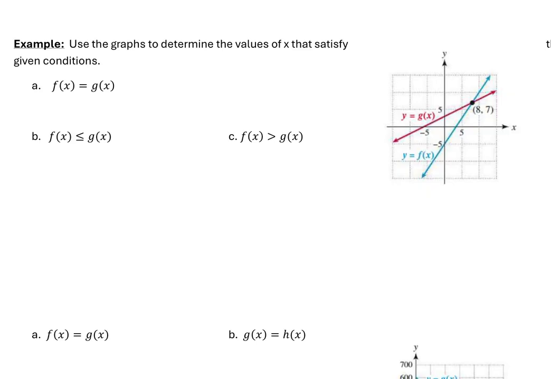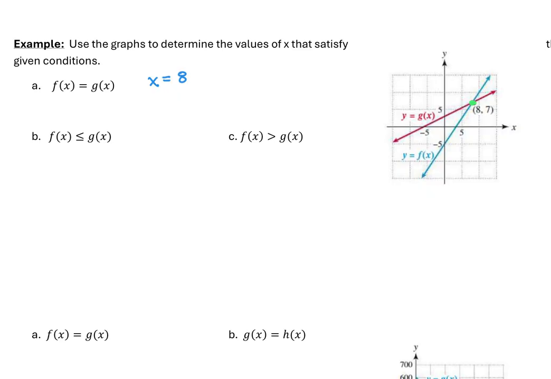When we look at this one, f of x is our blue graph, g of x is our red graph, and they intersect at the point (8, 7). And so, when x is 8, then f of x is equal to g of x. f of 8 is equal to 7, g of 8 is equal to 7, and that's our solution. That's always going to be our first part of this.